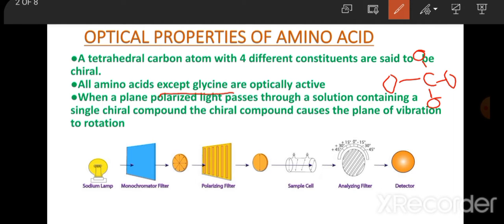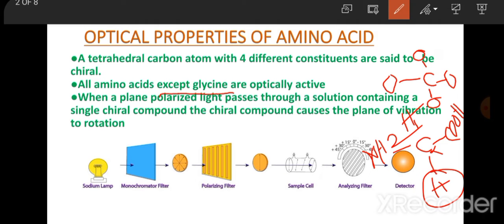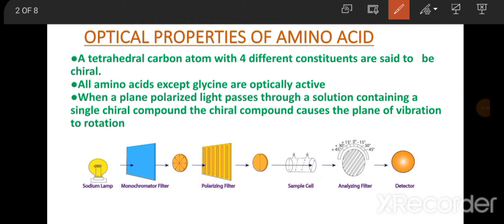Except glycine. Why except glycine? Because glycine's alpha carbon has 4 atoms: 1 hydrogen, 1 COOH and 1 NH2, and on the other hand the R group is also H. Here 2 atoms are the same, hydrogen, so it is not chiral, because chiral needs 4 different atoms in its 4 hands, but here two atoms are the same. So glycine is not optically active.